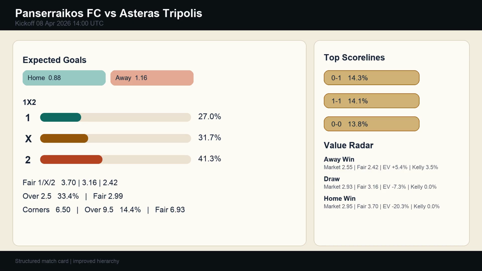My final prediction is Panserekos or draw. If you want a side, it is the home side with protection. I do not back the away win here.